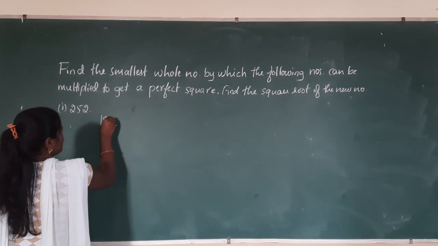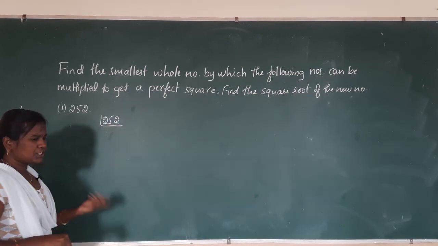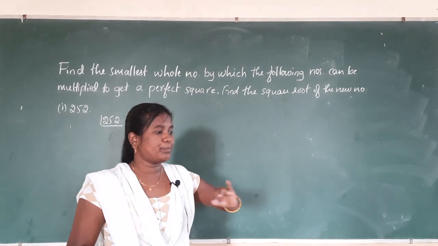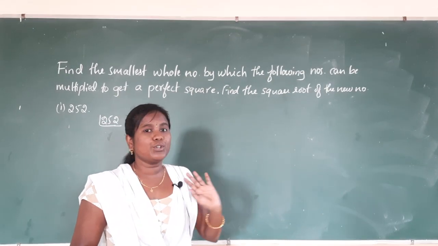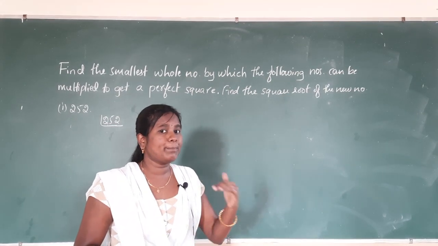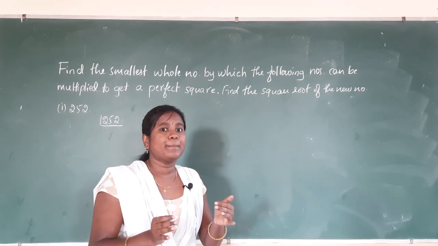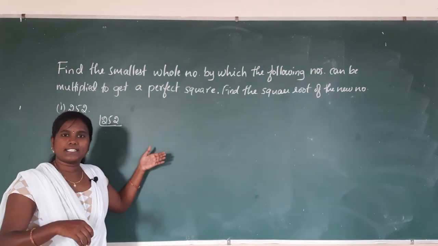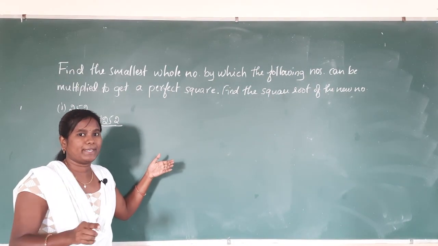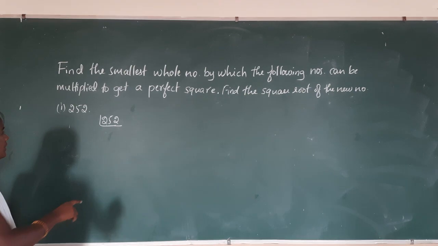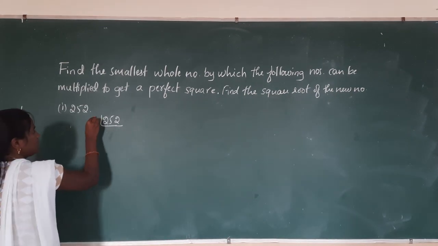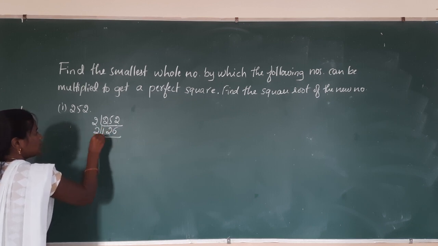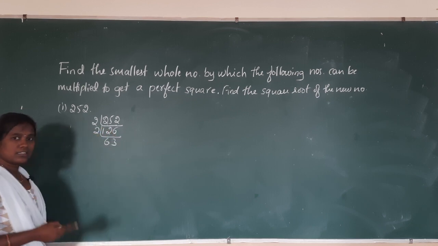So, the given number is 252. The condition for finding the square root is what? Whatever prime factors you get, those should be paired. They must be paired. But for a non-perfect square, you are not going to get all the factors paired. Okay, let us see. 252 is divisible by 2. 2 1s are 2, 2 6s are 12, 2 3s are 6, so 63.